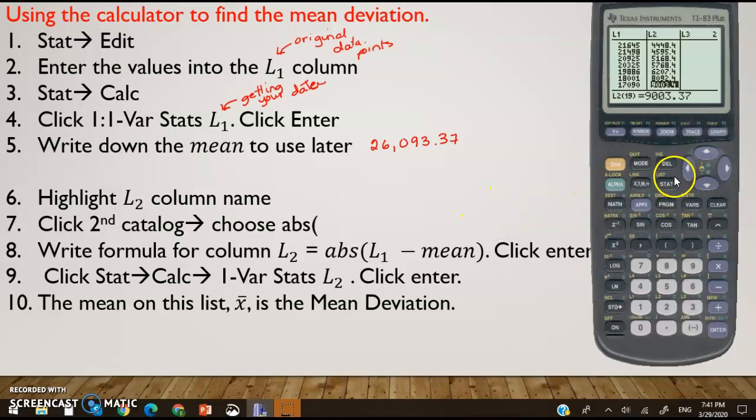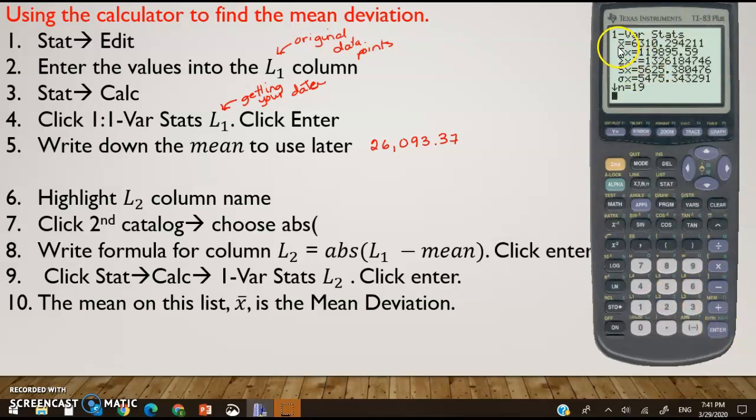Okay, so now you want the mean of the L2 column. So you will hit stat, calc, one variable stats, enter. Ooh, know what I forgot? I forgot to tell it where to pull it from. You have to tell it which column to pull it from. So stat calc, one variable stats, but I'm going to pull it from L2 this time, because that's the one that I want.